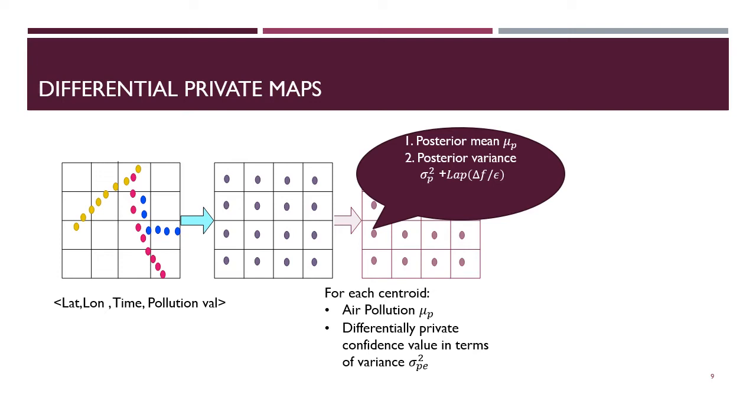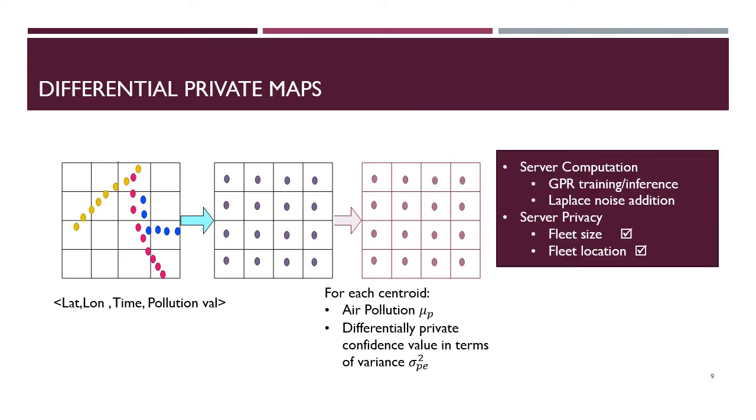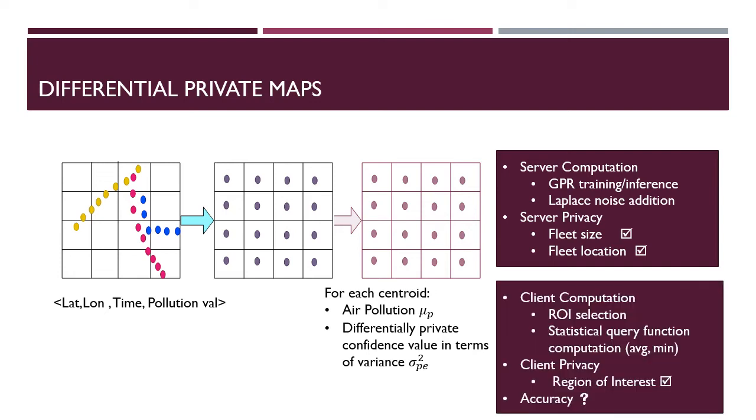However, as DP introduces noise in the system, we have to consider the accuracies. Computational complexity remains similar to what we have seen in the interpolated maps for the server. And for the client as well, we don't need extra computational requirement. And the client privacy also remains the same, as we are not giving out any input locations to the server.